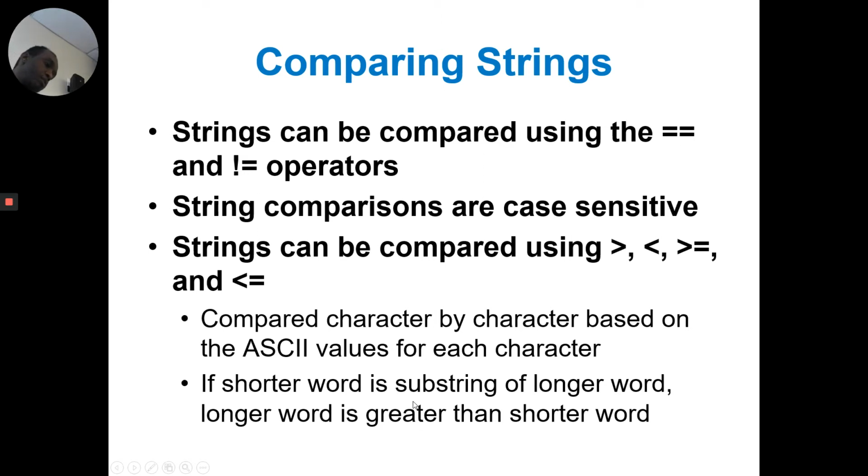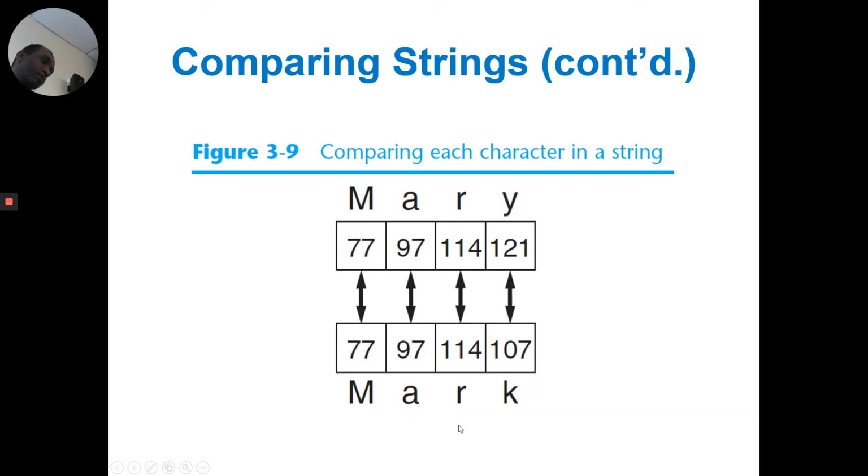If the shorter word is a substring of the longer word, the longer word is greater than the shorter word, and so forth. Here it gives you an example. Mary, for example: M is 77 because it's capital, and then small a is 97. Small r is 114, and so forth. Then Mark, it will compare. Yes, the first two values are the same. Yes, the third one is also the same. Now y here is 121, but k is 107. So that means Mary is greater than Mark.